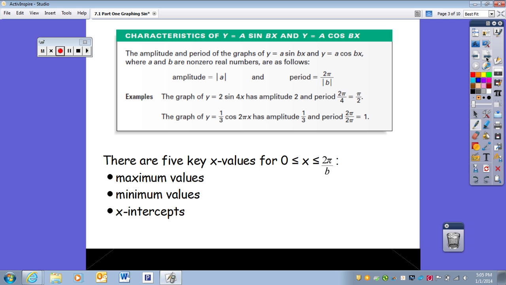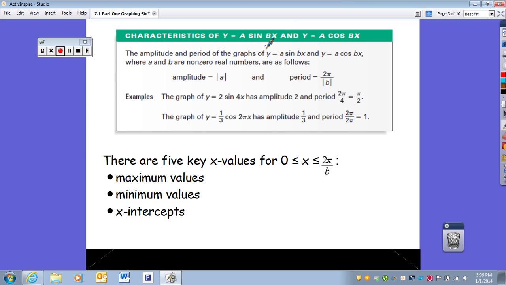So what happens when we want to do some transformations? After working with our basic sine and cosine functions, can we then transform them? Using the formulas y equals a sine of bx and y equals a cosine of bx, the amplitude and the period of the graphs are as follows. The amplitude is given by the absolute value of a. The amplitude always needs to be positive because it is the distance from the center of our function up to our highest point or down to our lowest point.